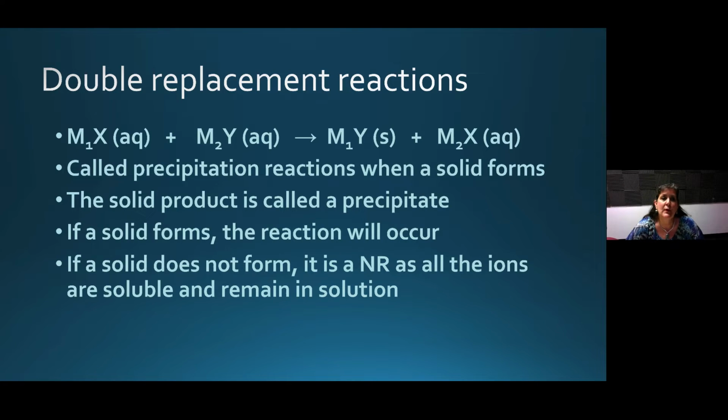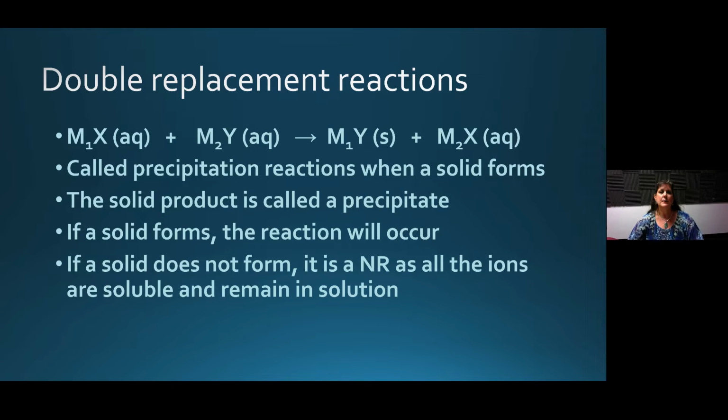So a double replacement reaction is when we have a metal with a nonmetal, like M1X, and we have another metal with a nonmetal, like M2Y. And we have a double switch. Metal 1 and metal 2 switch places with each other, so it's a double switch, double replacement. M1 goes with Y and M2 goes with X, and one of those needs to be a solid.